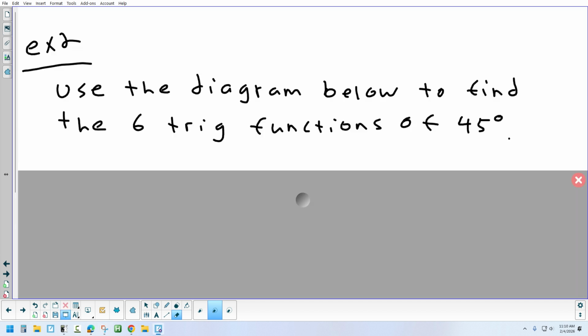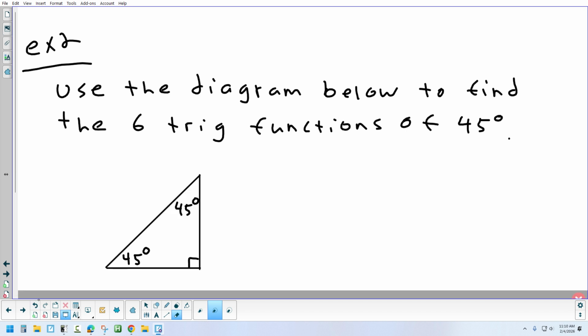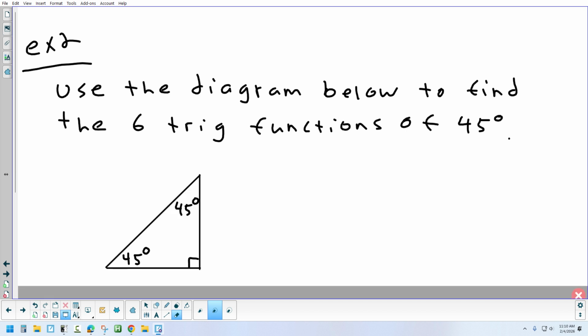Okay, so in this problem, they want us to find the 6 trig functions of 45. And that's all they gave you. They didn't give you a diagram. So if you don't know the 6 trig functions of 45 off the top of your head, which you might not, you're going to have to draw some kind of diagram to help you do the opposite, adjacent and hypotenuse.